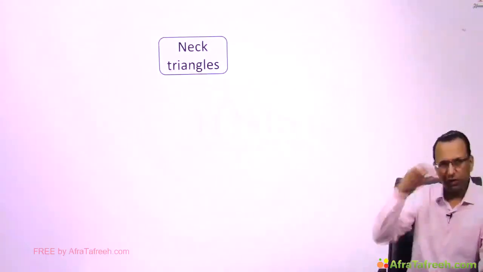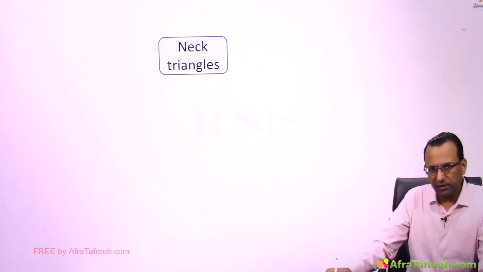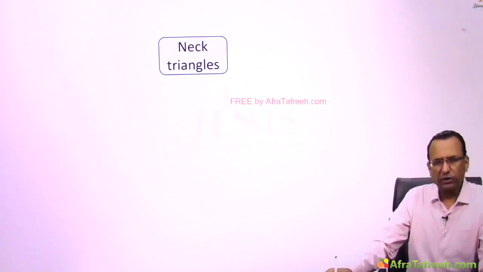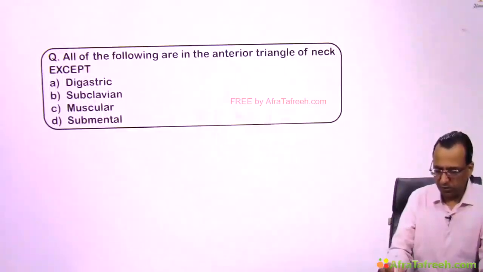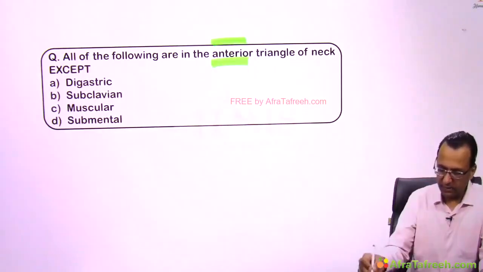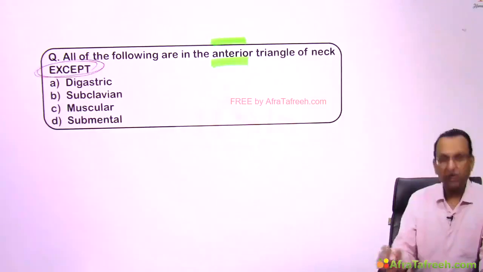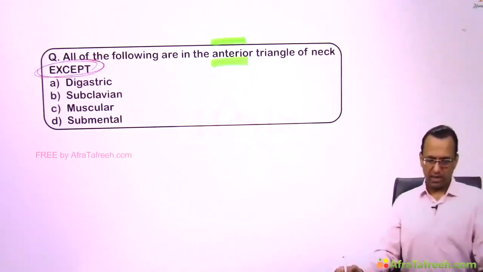As we go further now, the next topic is neck triangles. Let us discuss some details. Actually, we've got a question. This question is asking what is not in the anterior triangle. It is asking for exception. Now, if you are asking for exception, what is not there in the anterior triangle?